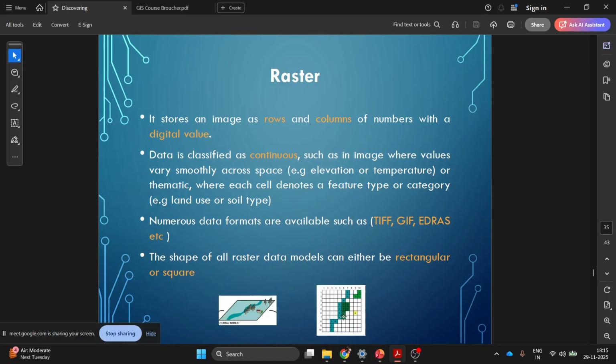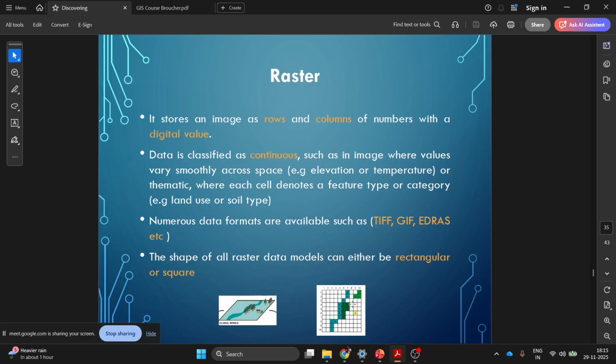Numerous data formats are also available to store this type of raster data. For example, images can be stored as TIFF, and there are also GIF files and ERDAS, etc. The shape of all the raster models can either be rectangular or square. So this raster data can either be in the form of a rectangle or a square.